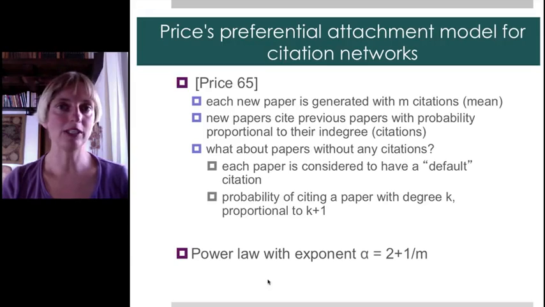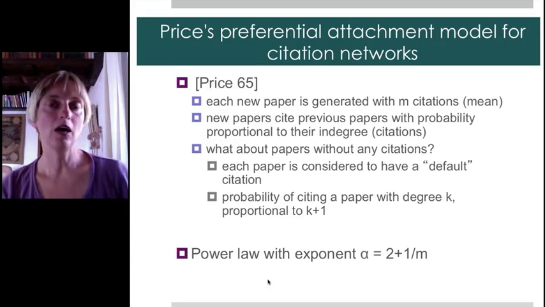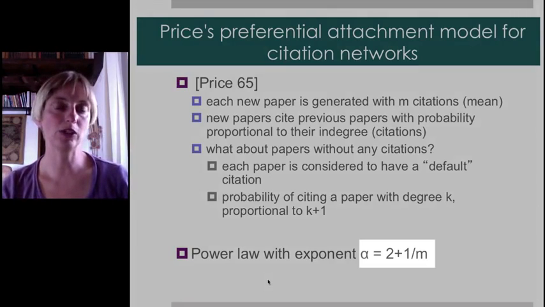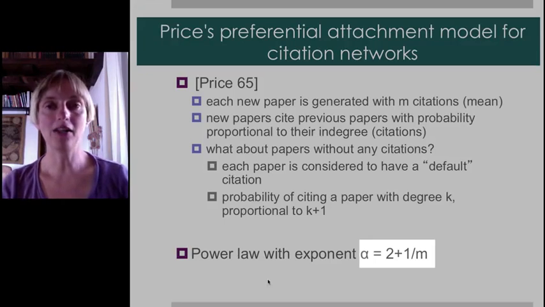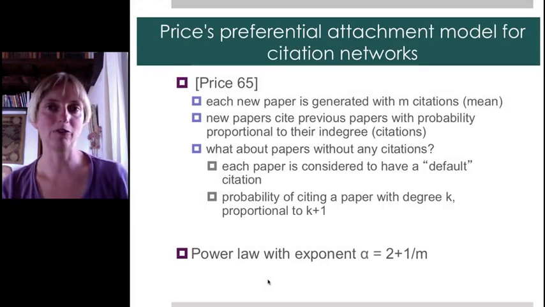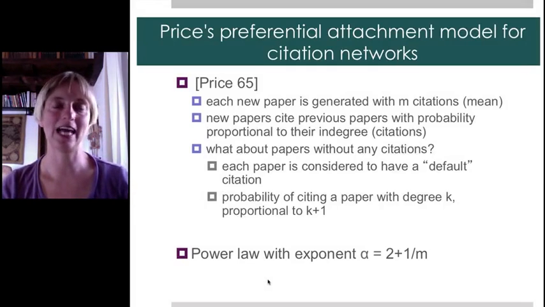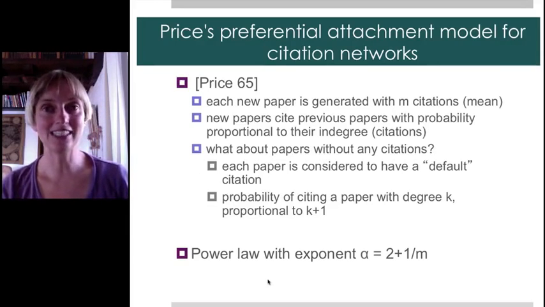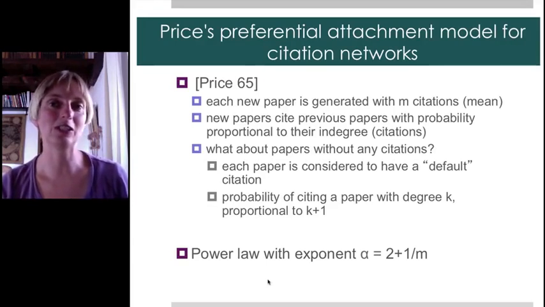The process generates a very nice degree distribution, which has a power law exponent with alpha equal to 2 plus 1 over m. A lot of the real-world citation networks do have power law exponents slightly above 2. So it's just a very nice match and a very nice description of reality, where a few papers get lots and lots of citations, thousands, tens of thousands. But most papers are relatively neglected. They get no citations at all or just a couple.